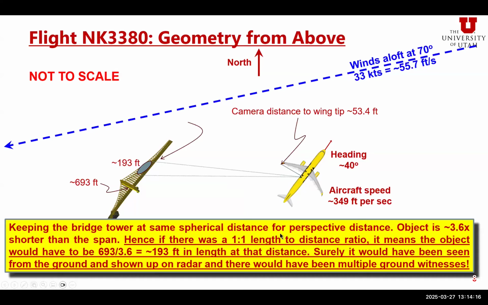And so, again, how I get there is basically it's about 3.6 times what that object was to get that full span distance. So now you think about that. Okay, it had to be much closer. It had to be back in here somewhere.